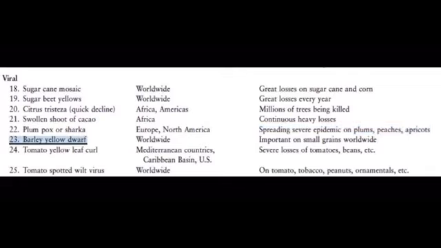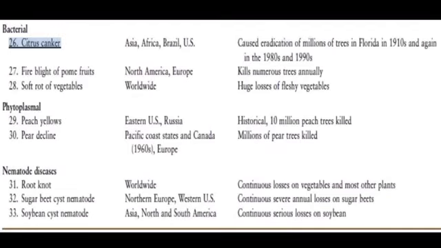23. Barley yellow dwarf: worldwide, important on small grains. 24. Tomato yellow leaf curl: Mediterranean countries, Caribbean basin, U.S., severe losses of tomatoes, beans, etc. 25. Tomato spotted wilt virus: worldwide, on tomato, tobacco, peanuts, ornamentals, etc. Bacterial. 26. Citrus canker: Asia, Africa, Brazil, U.S., caused eradication of millions of trees in Florida in the 1910s and again in the 1980s and 1990s.